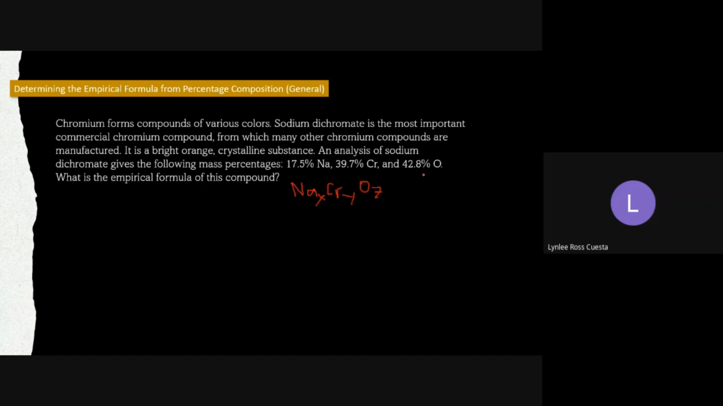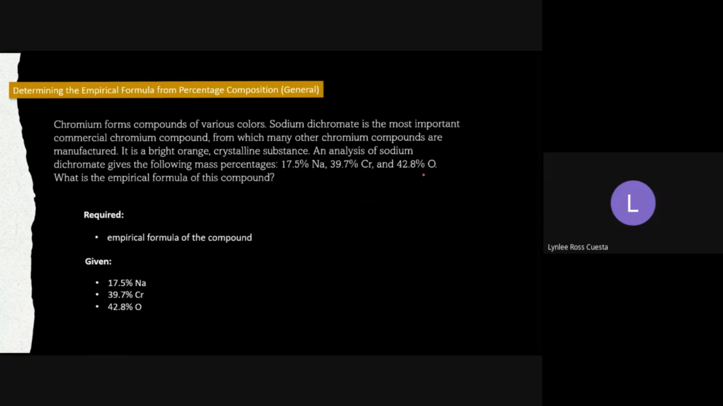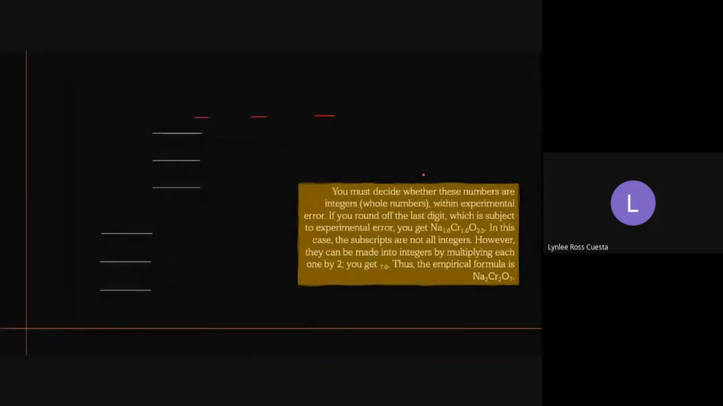So we'll be doing just like what we did. First you write what is required. You have the empirical formula of the compound. And then you write what is given. You have 17.5% of sodium, you have 39.7% of chromium, and then you have 42.8% of oxygen. Since we now know what is given and what is required, we can now solve the problem.